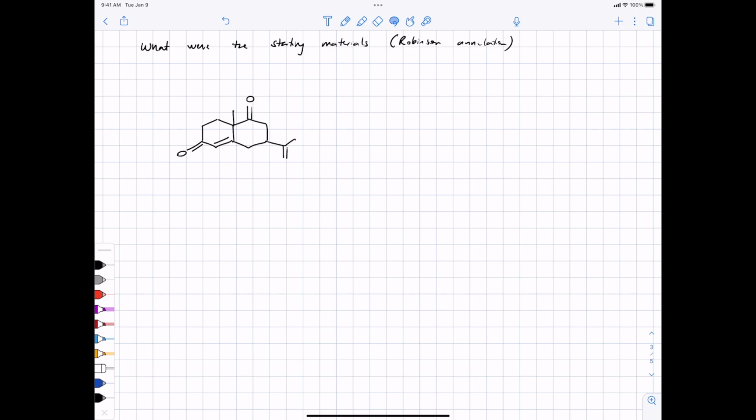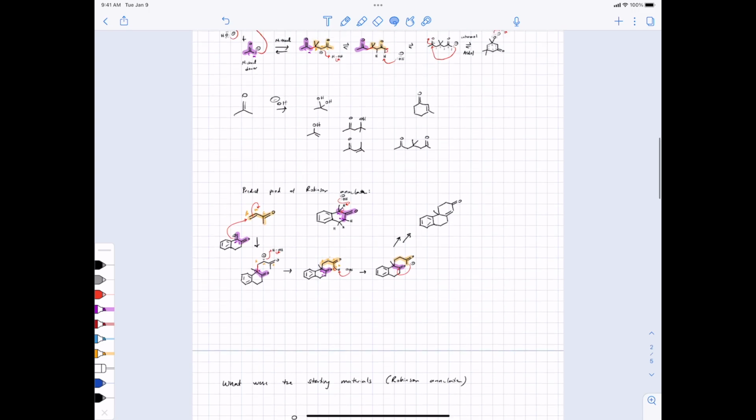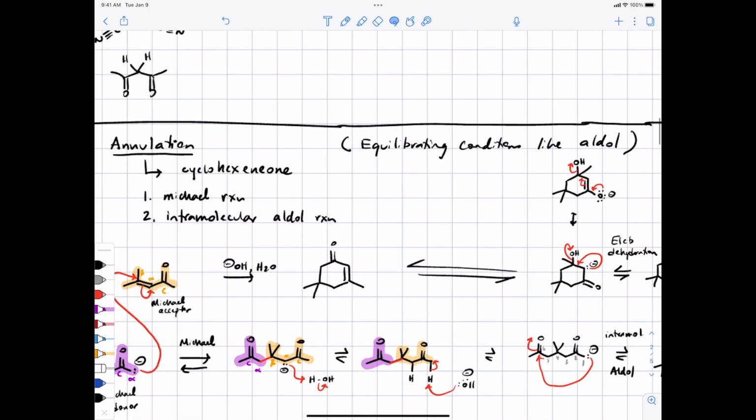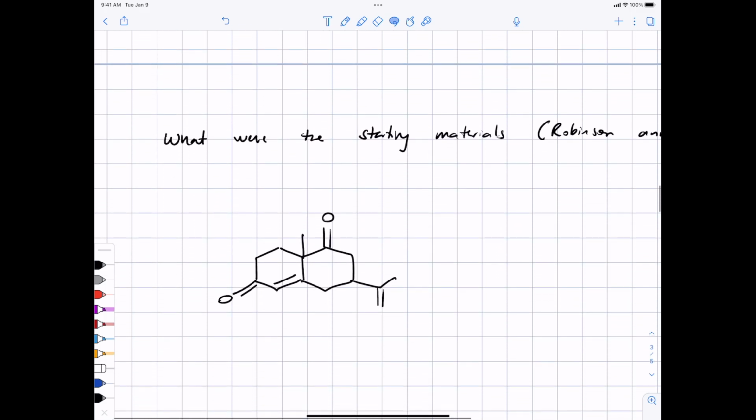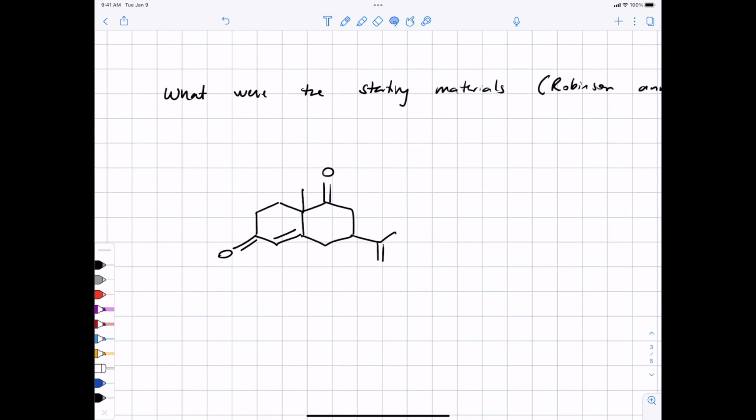Skill number 1 that we're working on is what to pay attention to and what to ignore. So remember that a Robinson annulation product is a cyclohexenone. So your first step is to look at that, identify the cyclohexenone, and ignore whatever else you can. So have you got it? Is it this? No, silly Mr. Noodle, it's not.